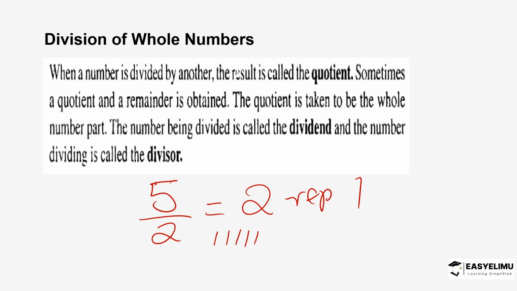1, 2, 3, 4, 5. So you need to give them out to two people. So there is person A and person B. So this person will get 1, 2, and this one 1, 2. But then you'll be having another pen that cannot be given out, so it becomes the remainder.